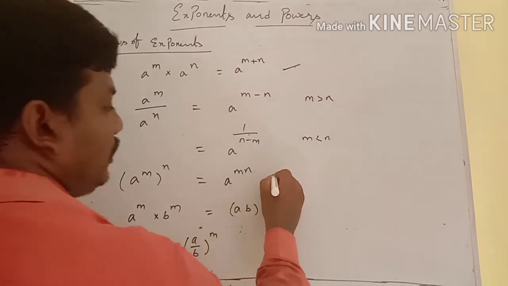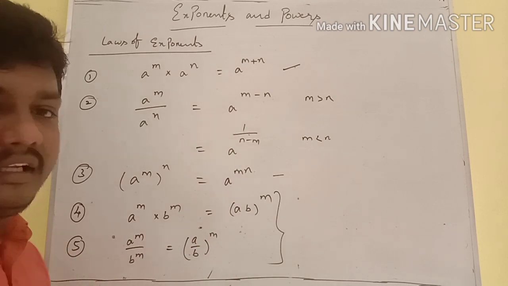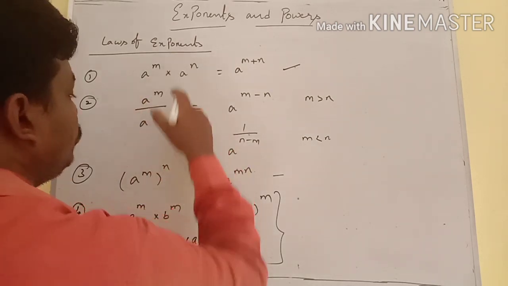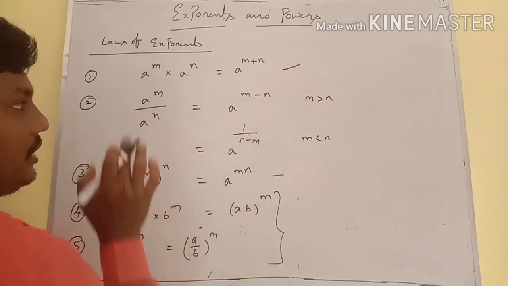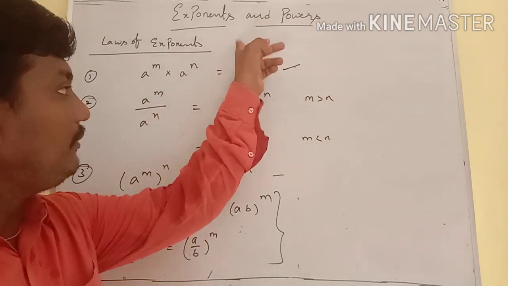This formula comes under power whole power, which becomes the product of the exponents. So these two formulas are product condition and division condition. Under product condition with the same base, the powers are added.